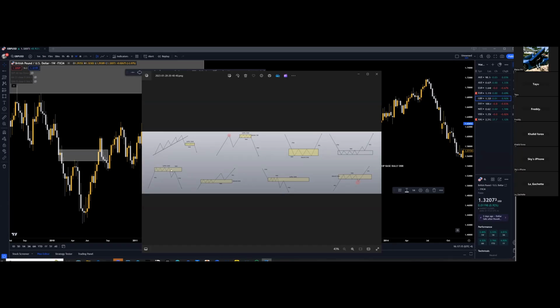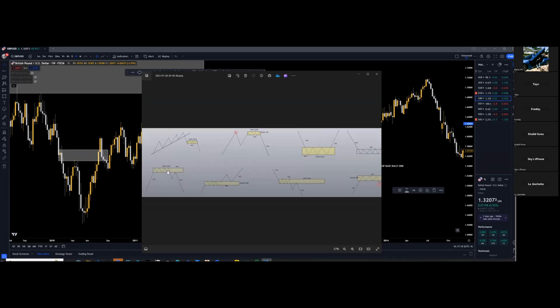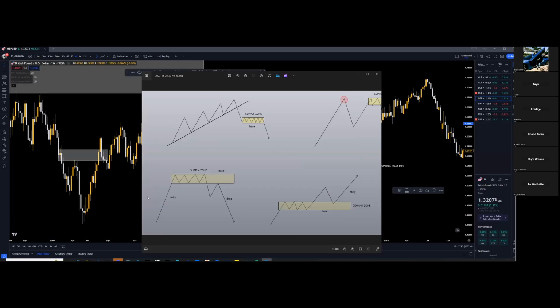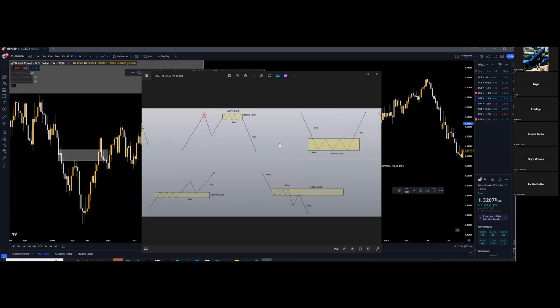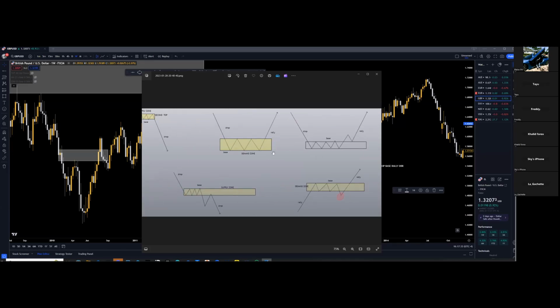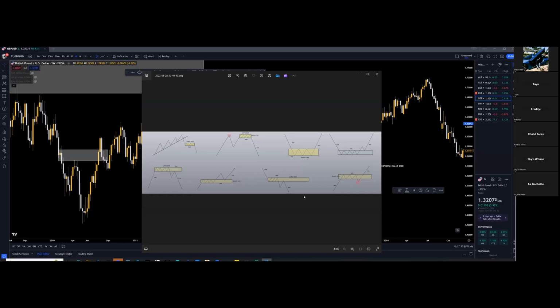Rally, base, drop right here. This is the example right here. Rally up, creates the base, and then it drops. Comes back to that base, reacts off it, and then it drops. So this is a reversal. Right there, just like that. Those are the practical examples.